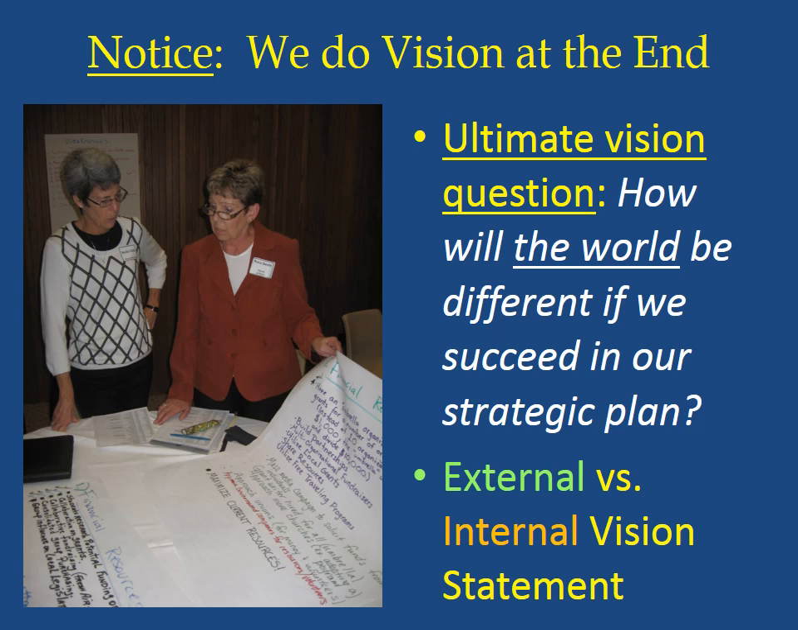Now, there's 2 kinds of vision statements. Most people use the internal vision statement. If you go to visionstatement.com, you're going to see a lot of vision statements that say, we want to be number 1, or our vision is to be the premier this, that, or the other thing, or our vision is to be the best at what we do. Okay, something along those lines. That answers the question, how will the organization be different if we succeed in our strategic plan? But we think that the external vision question is a much more powerful question, and it's much more inspiring to people outside the organization.